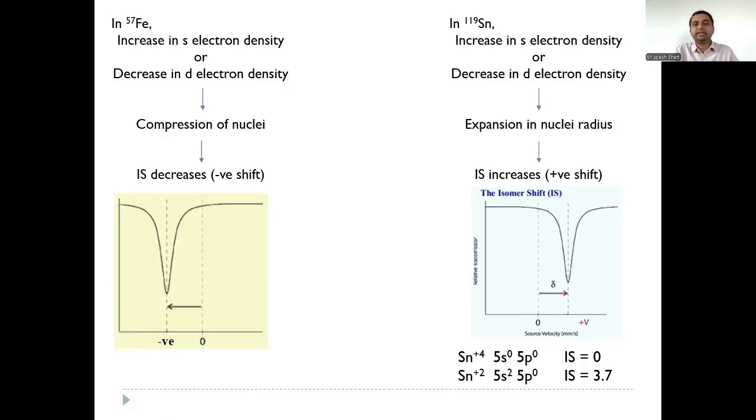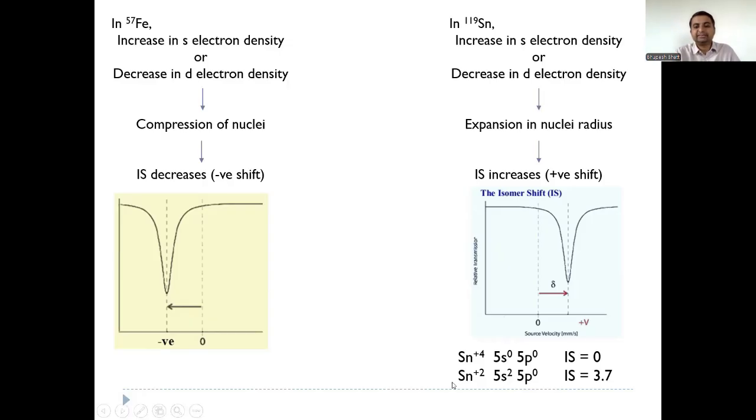But in the case of tin, that is 119Sn, the increase in s electron density or decrease in d electron density will lead to expansion in nuclei radius. And that's why we will be having a positive shift in the isomer shift. So over here, we have a negative shift in the case of 57Fe, and over here we have a positive shift. Now, if we consider again the case of Fe+2 and Fe+3, in Fe+3 we have less d electron, and that's why the effect will be even higher. We will be having more negative isomer shift value.